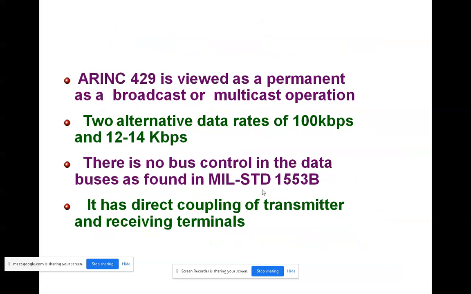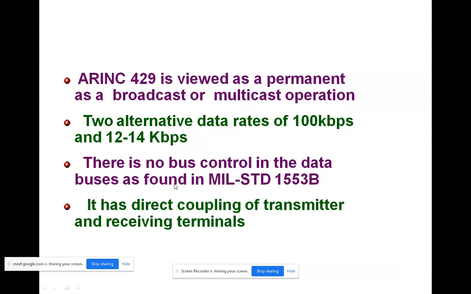So ARINC 429 is viewed as a broadcast or multicast operation. There are two alternative data rates: 100 kilobits per second or 12 to 14 kilobits per second. This indicates the speed of the system. So in 1 second you can send 100 kilobits or 12 kilobits.